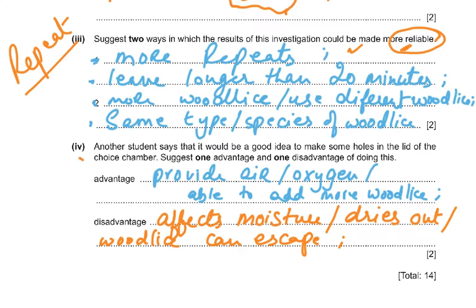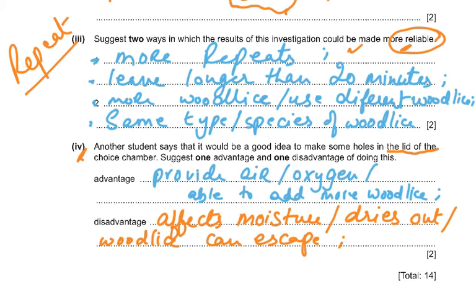Then question 4: another student says that it would be a good idea to make some holes in the lid of the choice chamber. Suggest one advantage and one disadvantage. Well, think of it. If you're doing it in the lab, the advantage is that it provides air, because they're all respiring, and oxygen is needed for aerobic respiration. Or you could add more wood lice if you wanted to, making the experiment from 10 to 20.